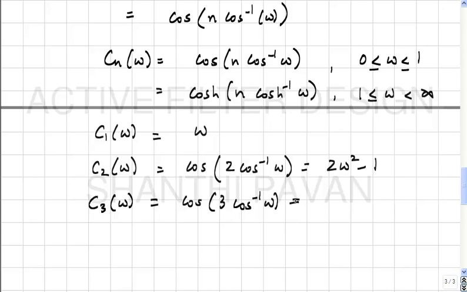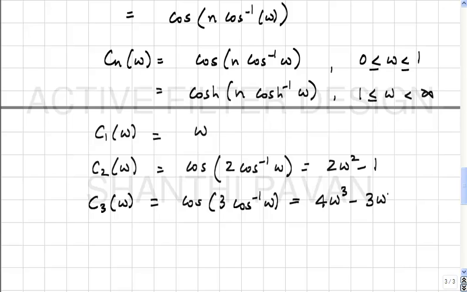4 cos cube theta minus 3 cos theta. So what is C3 of omega? 4 omega cube minus 3 omega, and so on and so on. Okay, so this solves both our problems. Now we have defined these polynomials. I mean, it turns out that they are indeed polynomials.